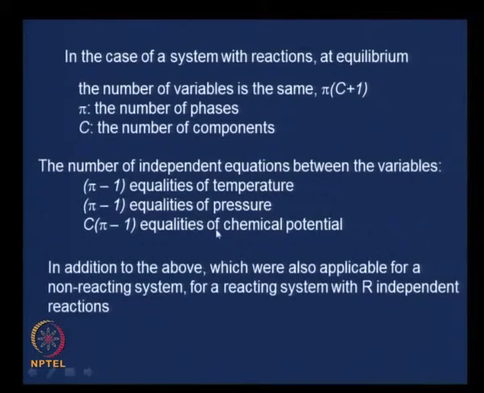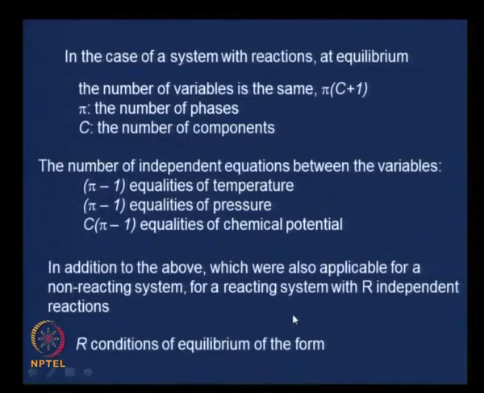The only additional thing is that for a reacting system with R independent reactions, we have R conditions of equilibrium of the form sum over i of nu i mu i equals 0. I am going to leave you with this background. This is more than enough background to derive the phase rule for reacting biosystems. Please go ahead and do it.